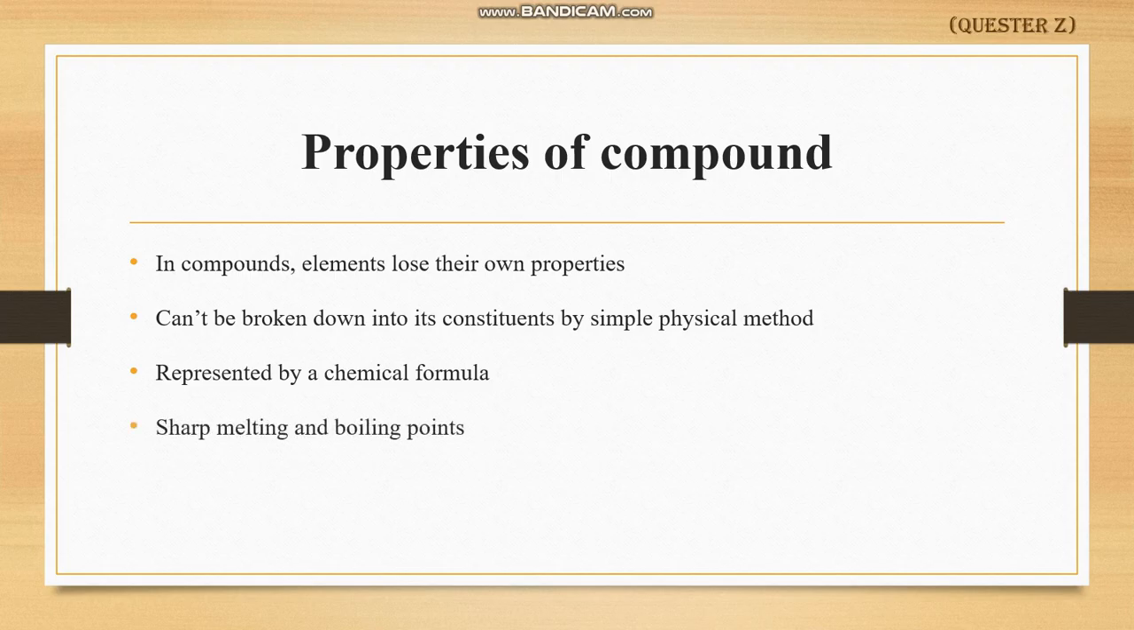They have sharp melting and boiling point. Why do they have sharp melting and boiling point? Because of the fixed ratio of elements present in the compounds that makes it different from the mixture. While on the other hand, mixtures do not have sharp melting and boiling point. Their melting and boiling point will be fluctuating. They fluctuate because of the absence of fixed ratio, because they do not have a fixed ratio of elements or substances.